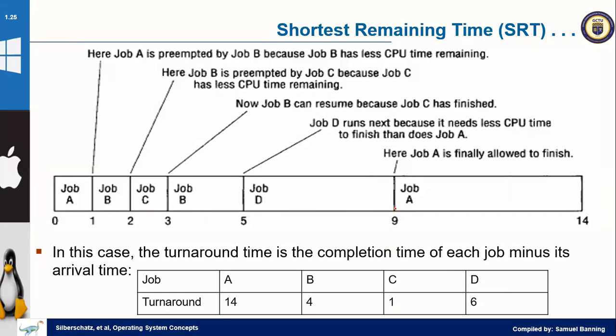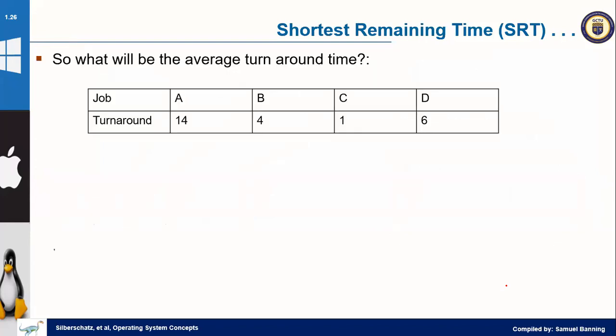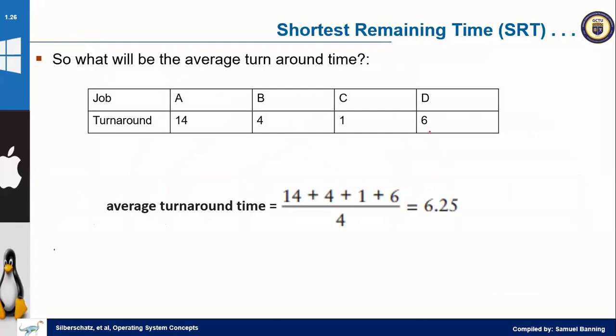So this is supposed to be 4. Sorry, D completed at time 9, and it arrived at 5. 9 minus 5 is 4, right? Yes. Okay, I think there was an error here. So the turnaround time for D is actually 4, not 6.